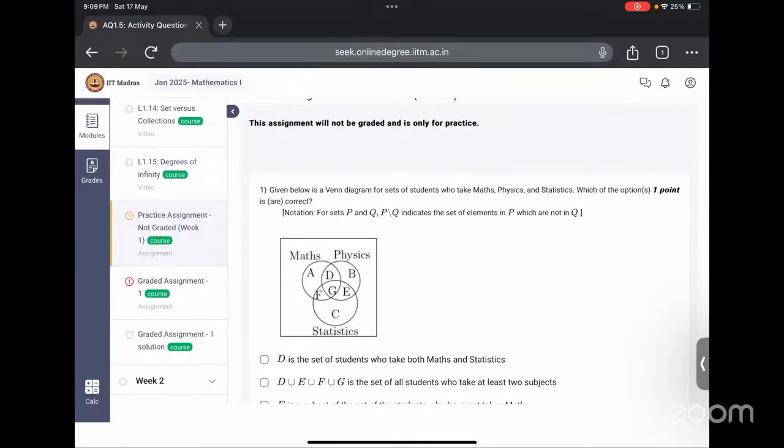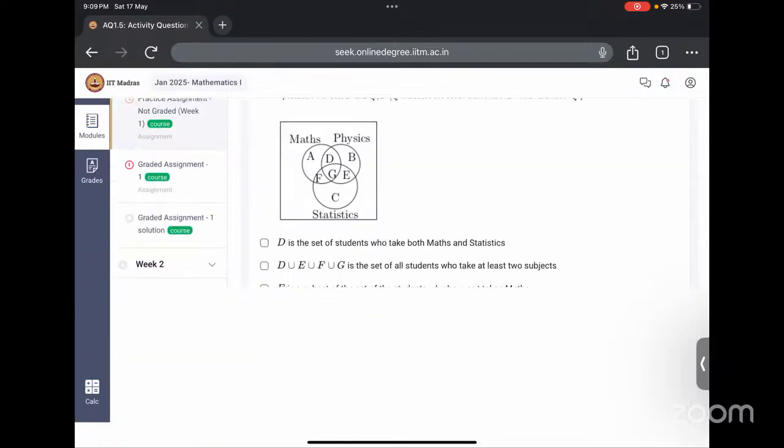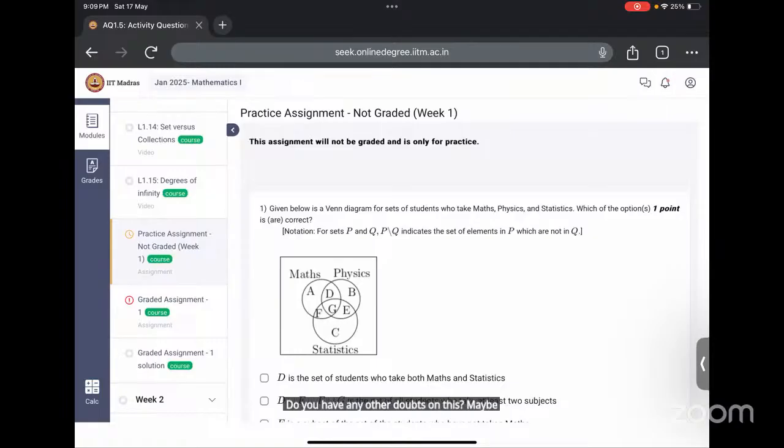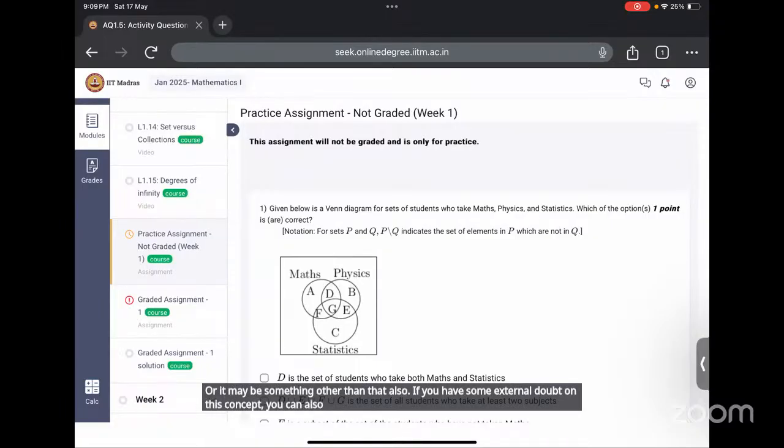I think I solved most of the questions. Do you have any other doubts on this activity or practice, or it may be something other than that also? If you have some external doubt on this concept, you can also present them. You can take a screenshot of that problem and share it in the chat box.